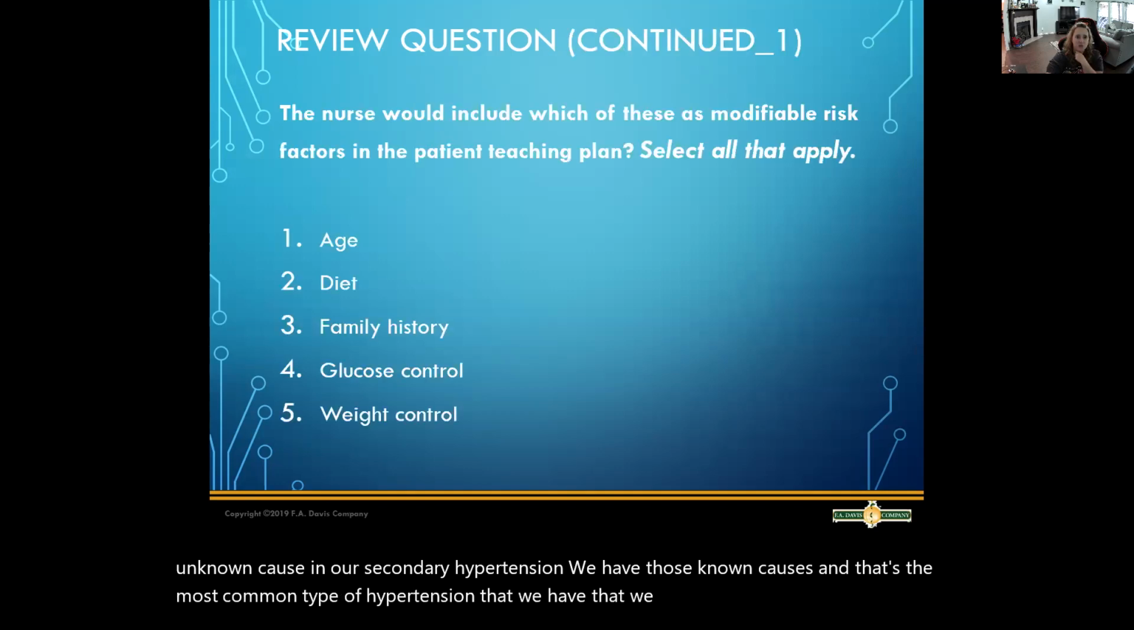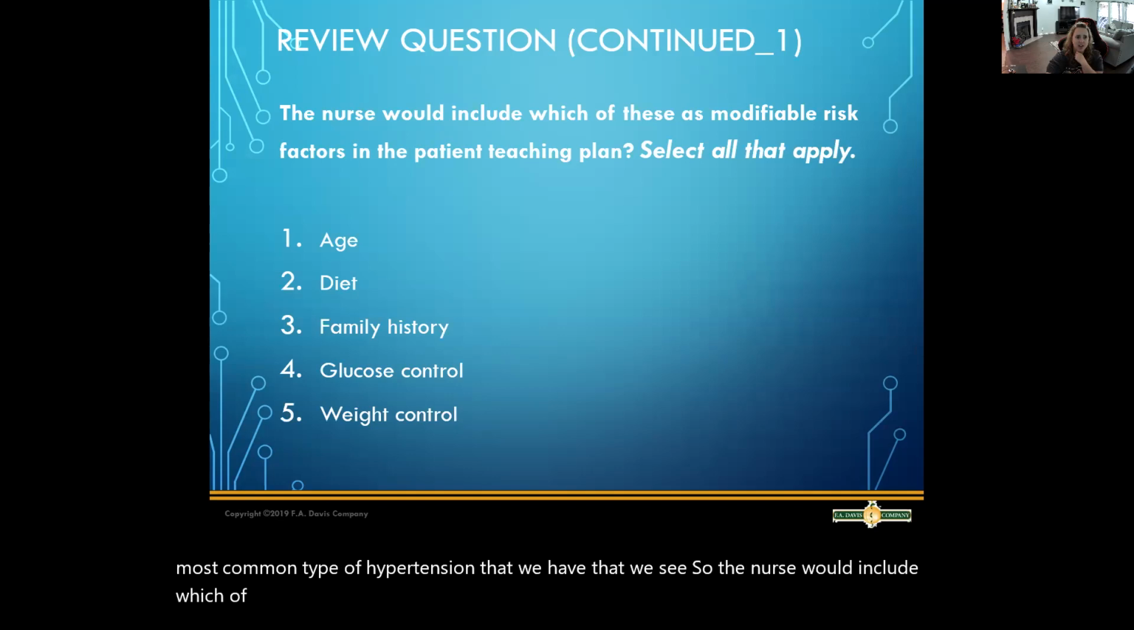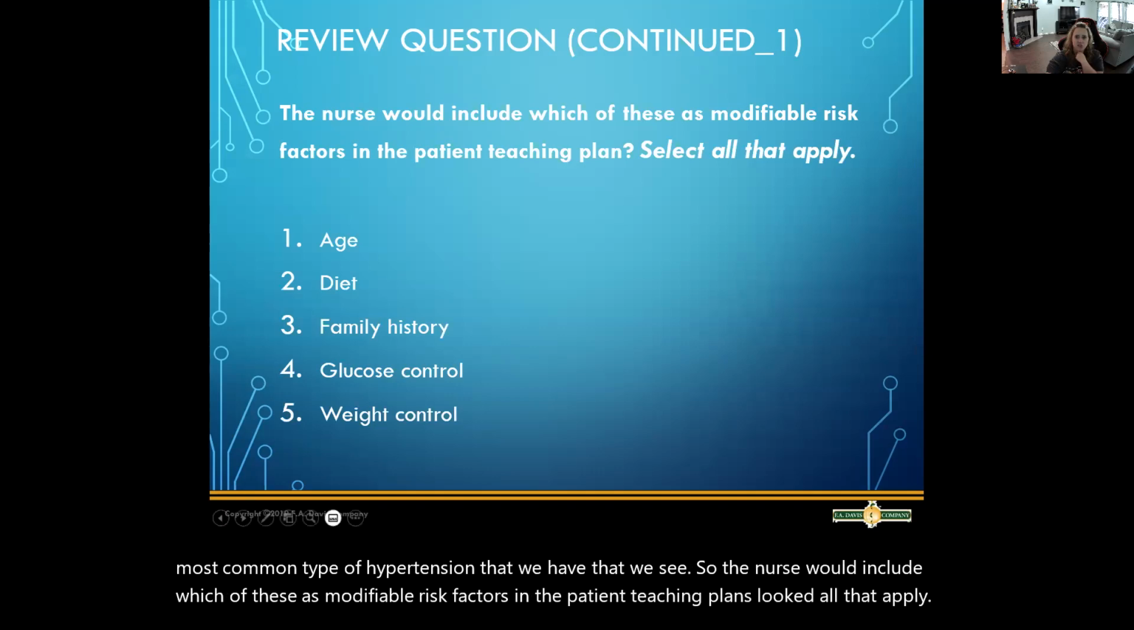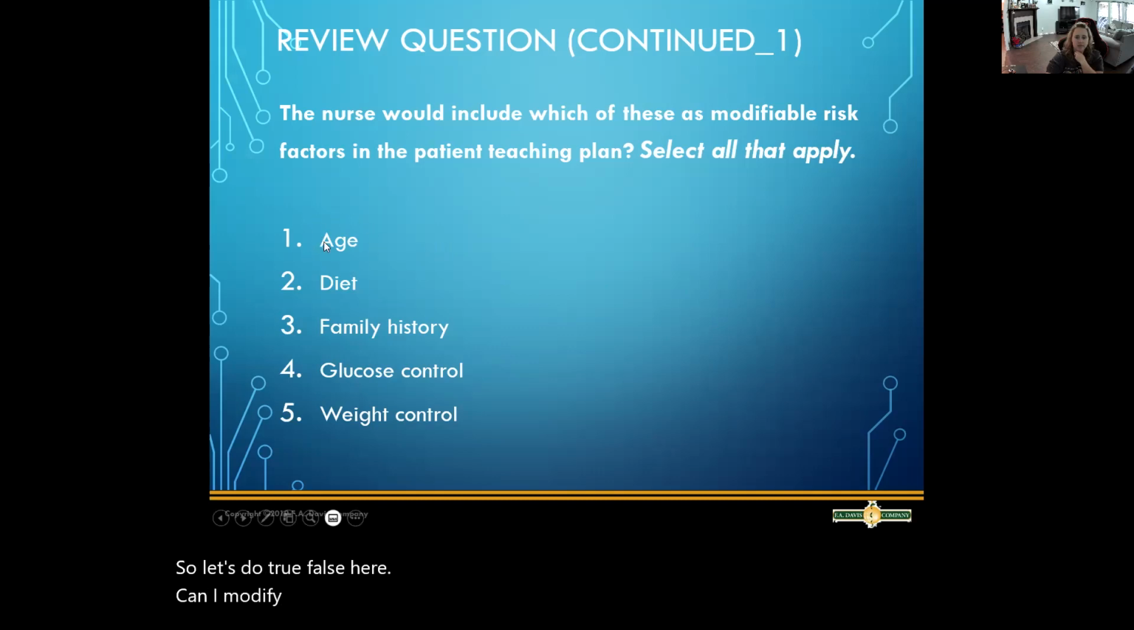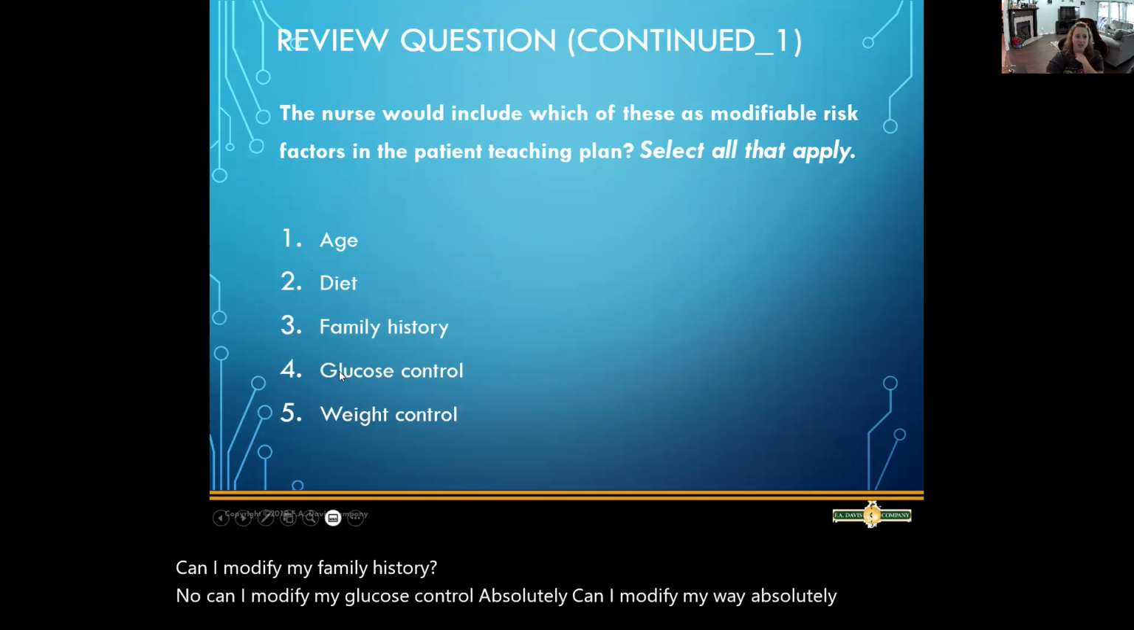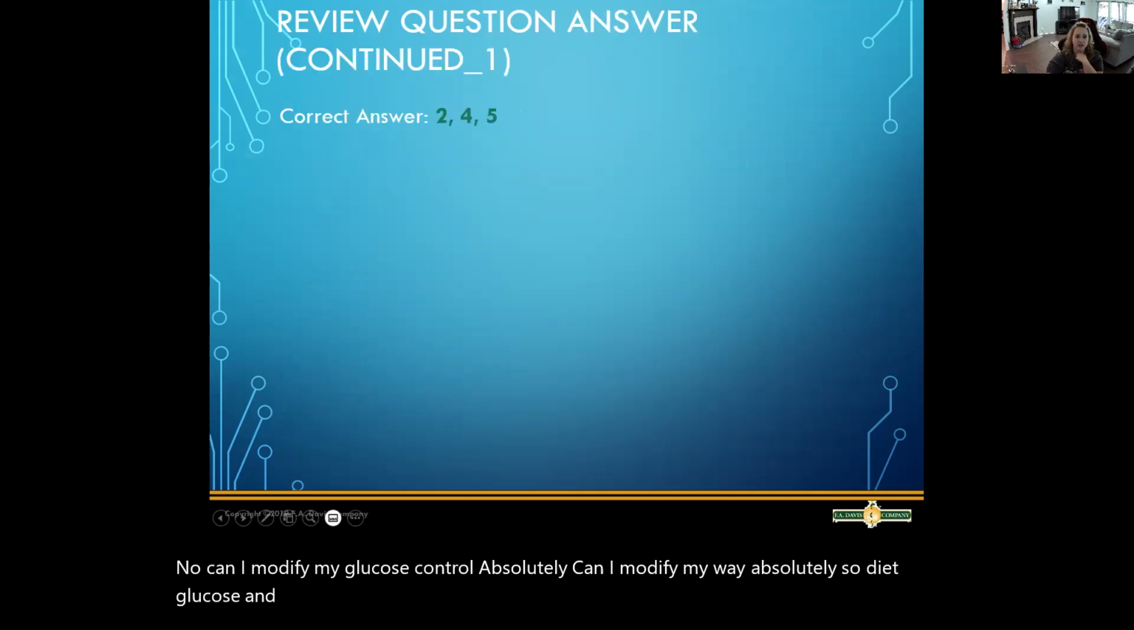So the nurse would include which of these as modifiable risk factors in a patient teaching plan? Select all that apply. So let's do true or false here. Can I modify my age? No. Can I modify my diet? Yes. Can I modify my family history? No. Can I modify my glucose control? Absolutely. Can I modify my weight? Absolutely. So diet, glucose, and weight, right?